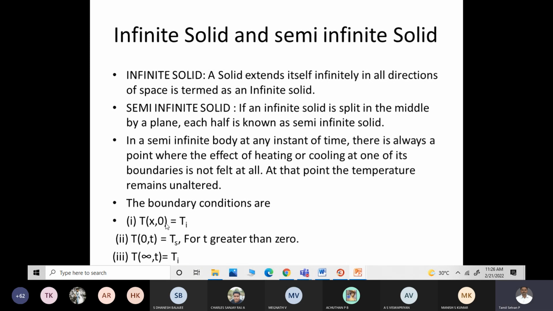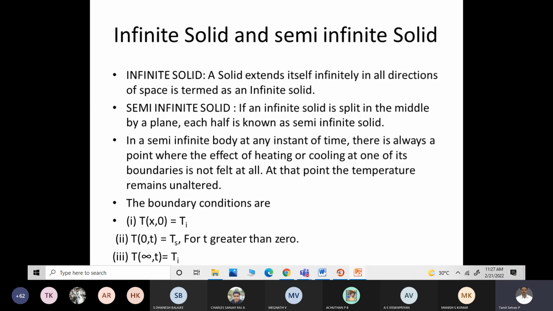Okay, so at x comma 0, infinity comma t, it is Ti, the initial temperature. What it suggests is, even after some time t, some of the points in the solid will be at the initial temperature, or the temperature change is not felt at all.